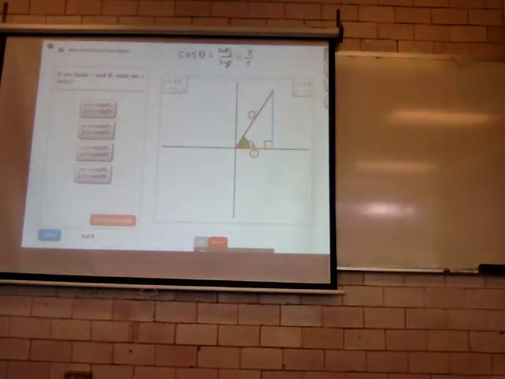Let's solve for x by multiplying both sides by r. This gives us r cosine theta equals x. See if you can do the same for y.